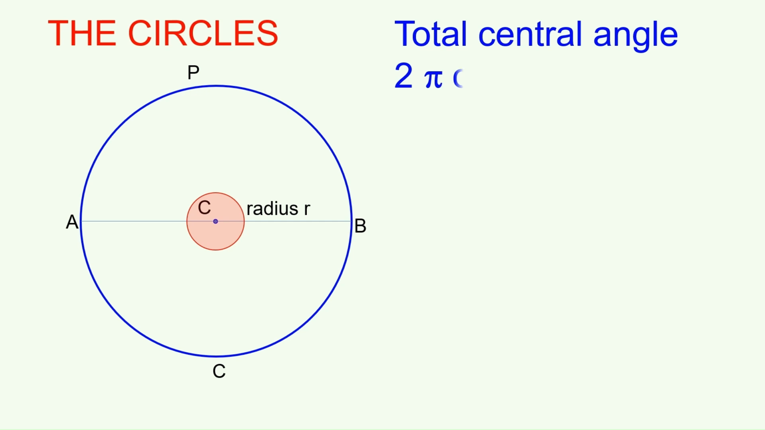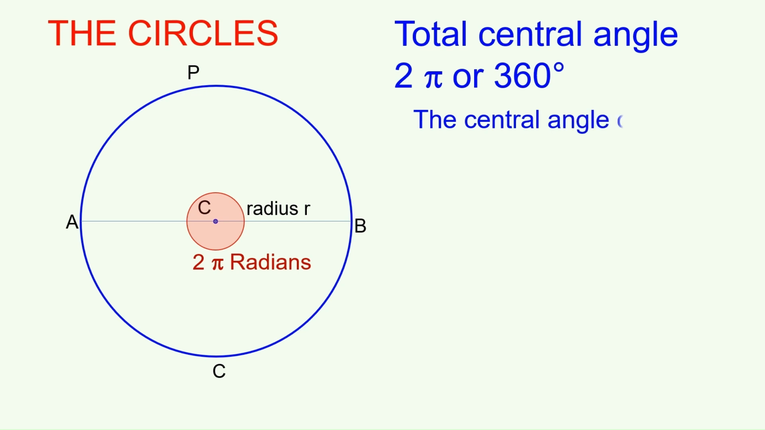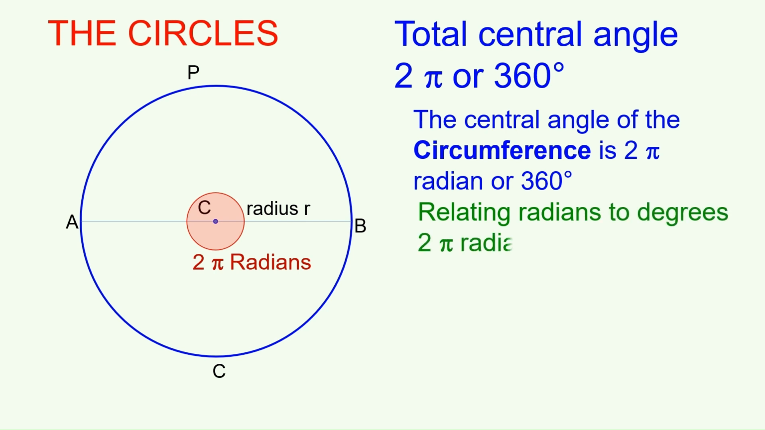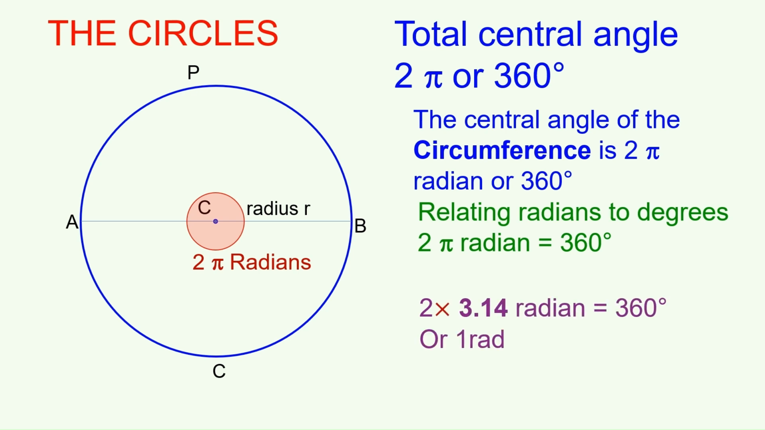Total central angle 2 pi or 360 degrees. The central angle of the circumference is 2 pi radian or 360 degrees. Relating the radians to the degrees, 2 pi radian equals 360 degrees. 2 by 3.14 radian equals 360 degrees, or 1 radian equals 57.295 degrees.